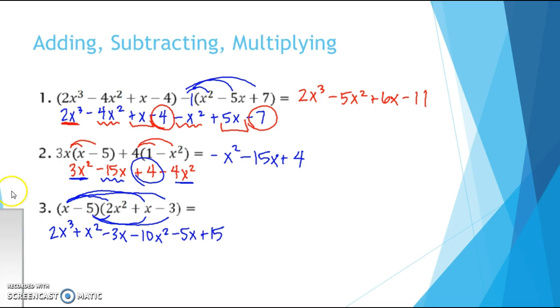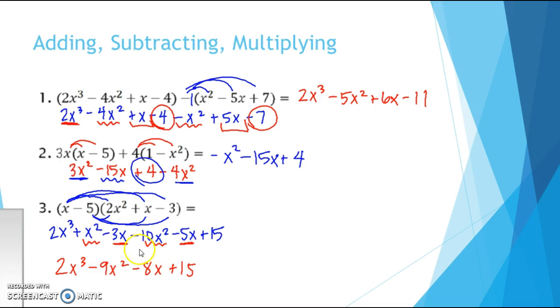Then I'm going to do my like terms, which are usually going to be close by and in the middle somewhere. So I've got an x squared and a negative 10x squared, and a negative 3x and a negative 5x. So I've got 2x cubed, and then x squared and negative 10x squared gives me negative 9x squared. Negative 3x and negative 5x is negative 8x, and then my plus 15.